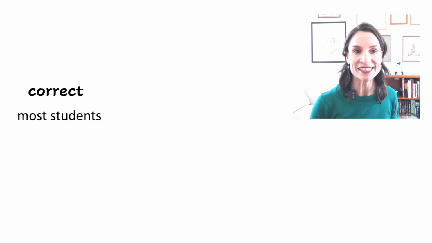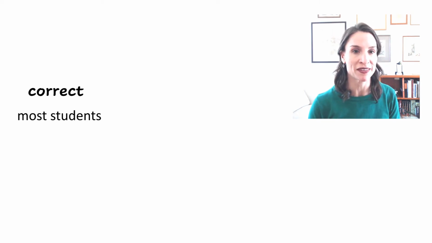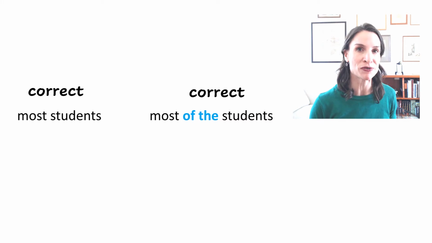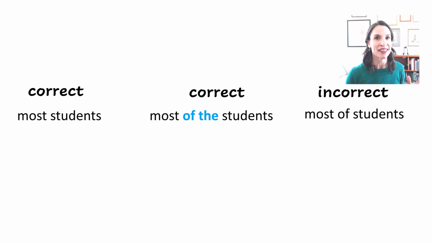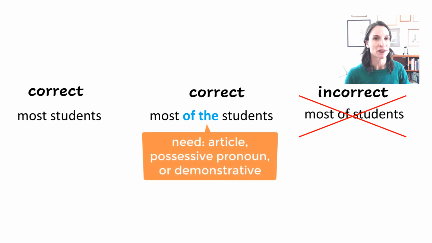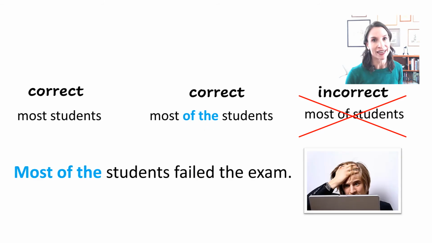So something like this is correct. Most students. This is also correct. Most of the students. Now I'm being specific. This is incorrect. Most of students. Because remember, after of, I need to either use the, or I need to use something like these or those, or I need to use a pronoun: her, his, our, your, their. Like in this example, most of the students failed the exam.